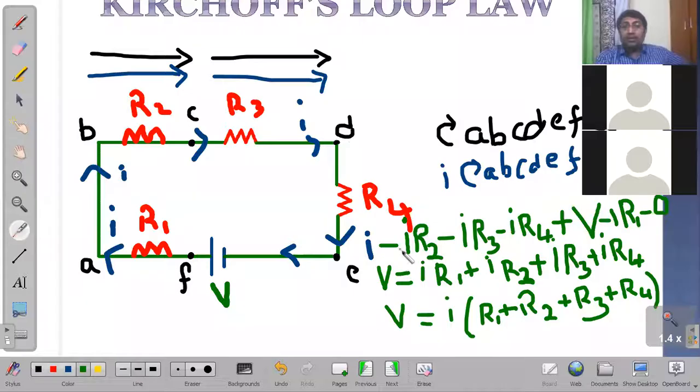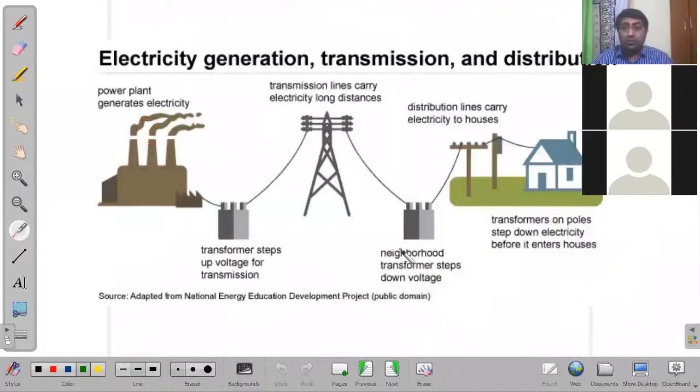Okay. Now let's check out the last couple of slides. All right. So I just want to talk about what happens throughout the power distribution chain. So please check it out.